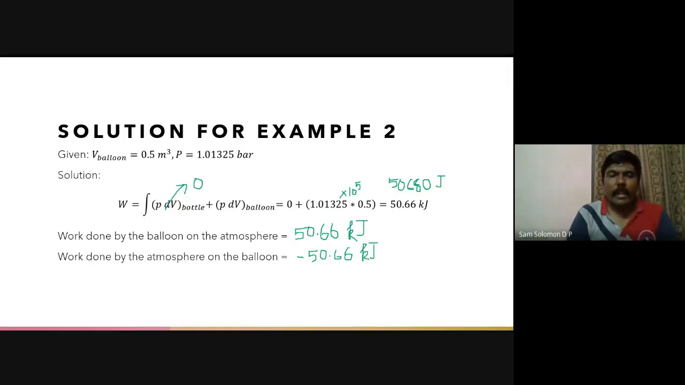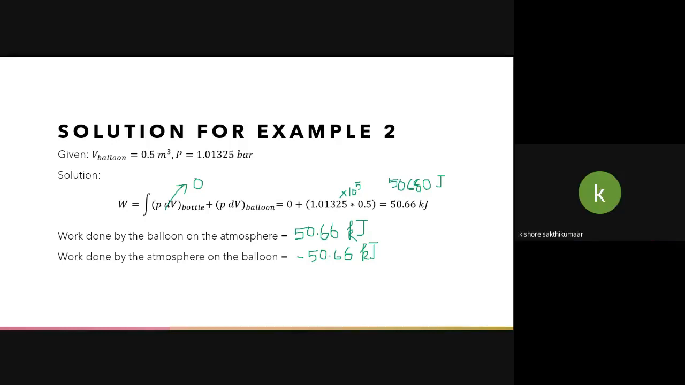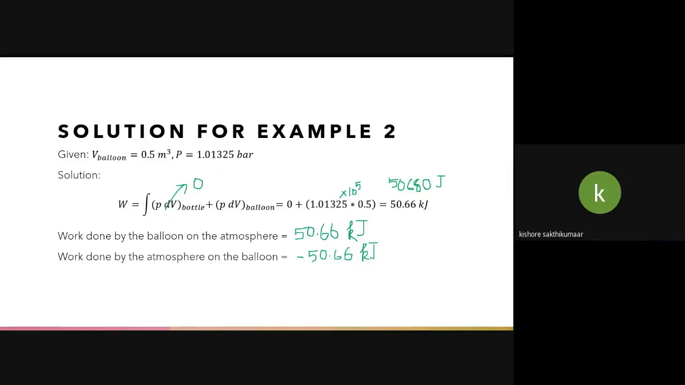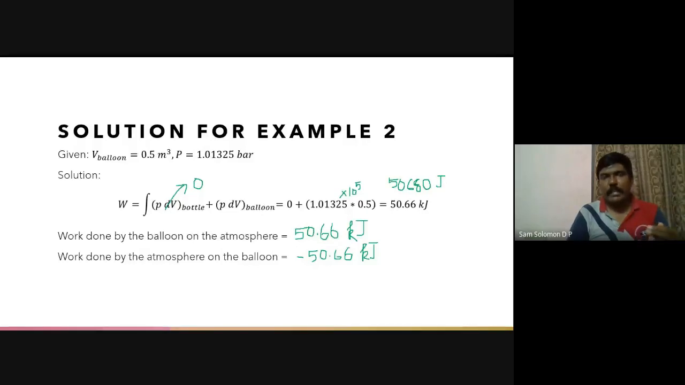No. I'm not saying that the work done by the balloon on the atmosphere and the work done by the atmosphere on the balloon are counteracting. What I'm trying to tell you is Newton's third law of motion: every action has an equal and opposite reaction. So for a force given, there is going to be an opposite force. That doesn't mean that this force is actually compensating with that force. When this force is able to overcome that force, then that object will move.